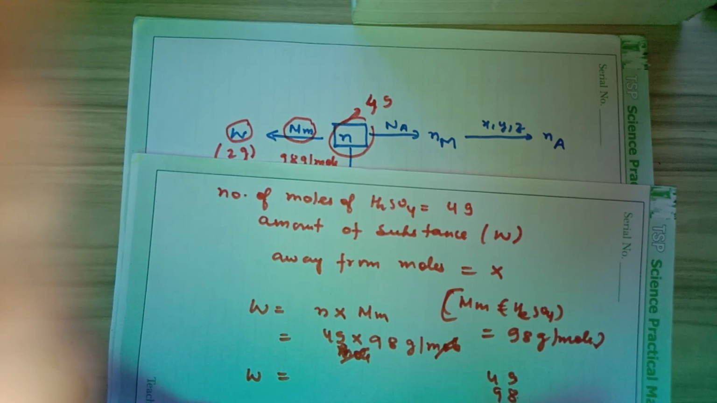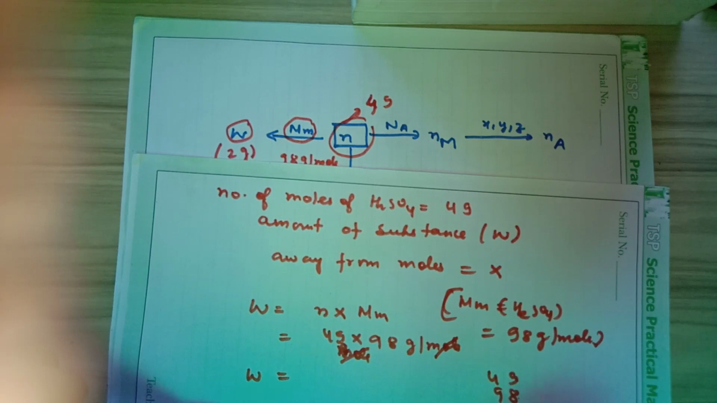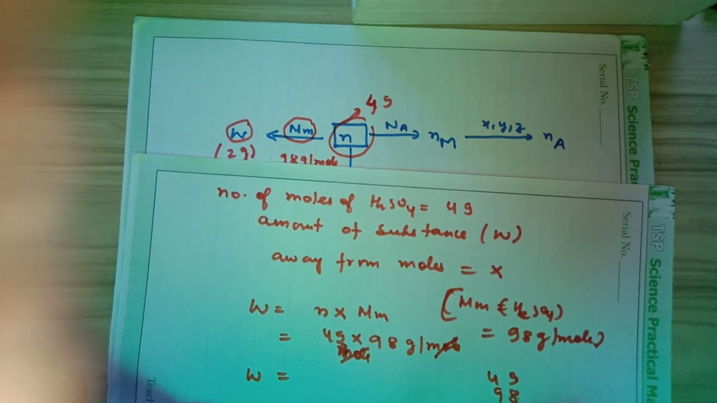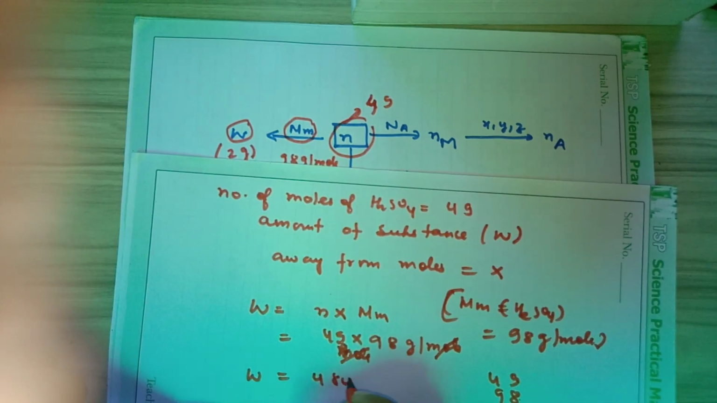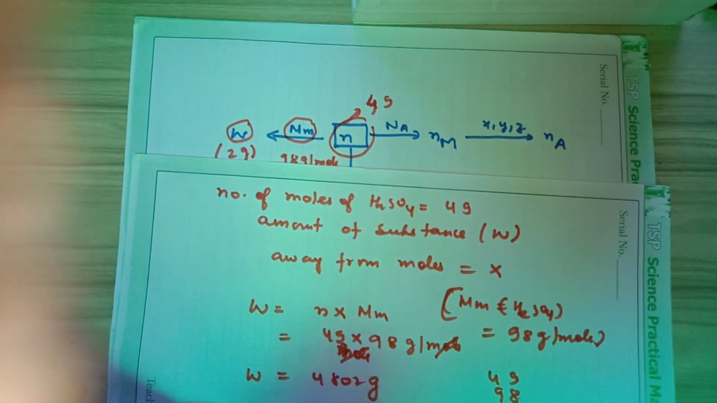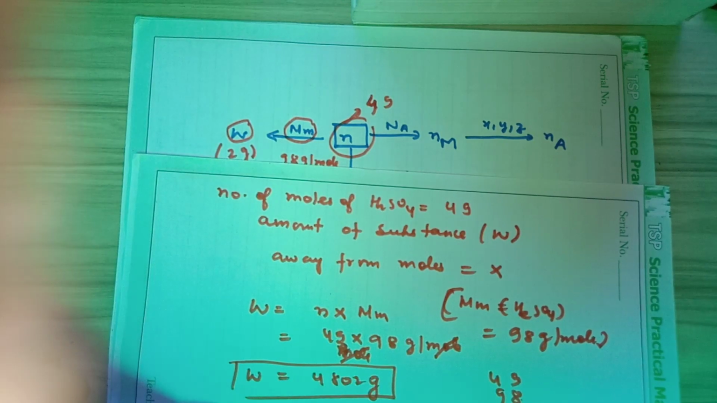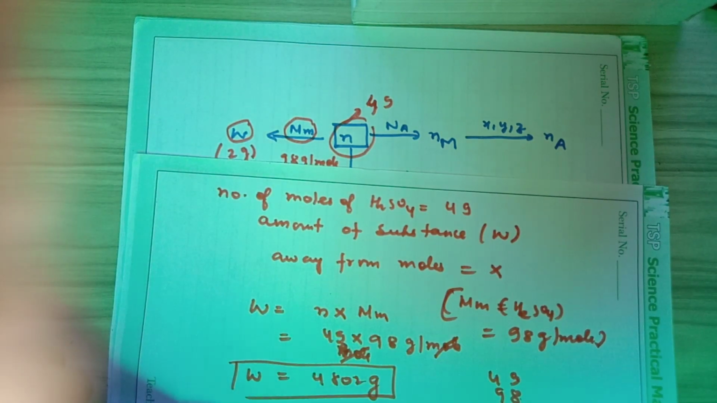8 9 is 72. And 8 4 is 32. 7 3 is 39. 9 9 is 81. And 9 4 is 36. 8 and 41. 36 and 8 is 44. It will be 2 9 1 10. 4 3 7. 8 4. It will be 4802 gram. So we can get 4802 gram of sulfuric acid.